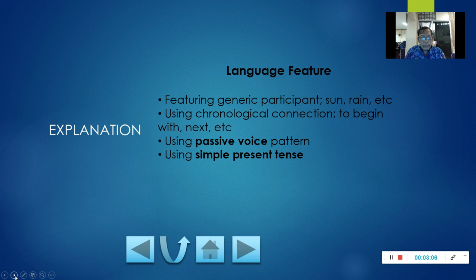The following, I'm going to explain to you about the language features involved in the writing of explanation text. First, featuring generic participants such as sun, rain, etc. Second, using chronological connections: to begin with, next, finally, eventually, etc. And the third language feature, the text of explanation commonly uses passive voice pattern. And then the tense which is used in the writing of explanation text is simple present tense.